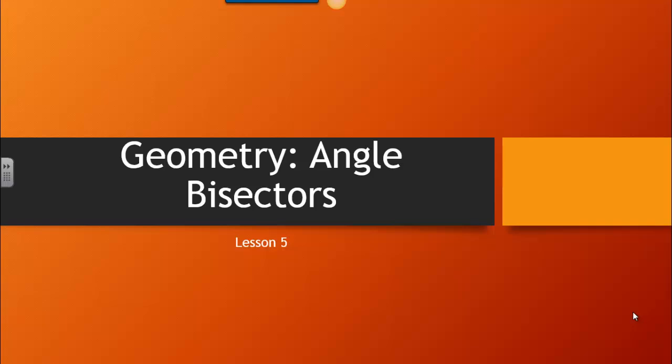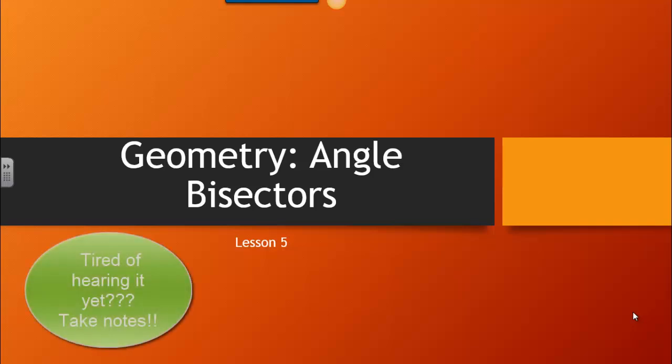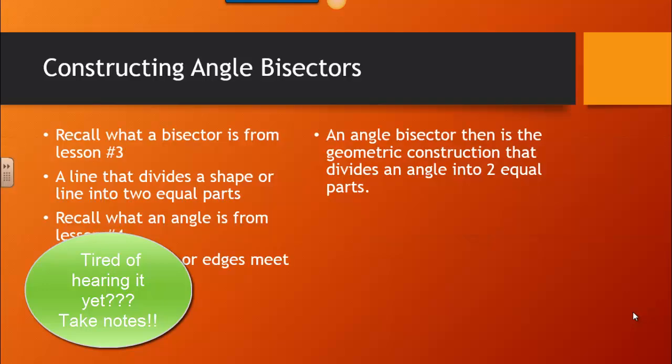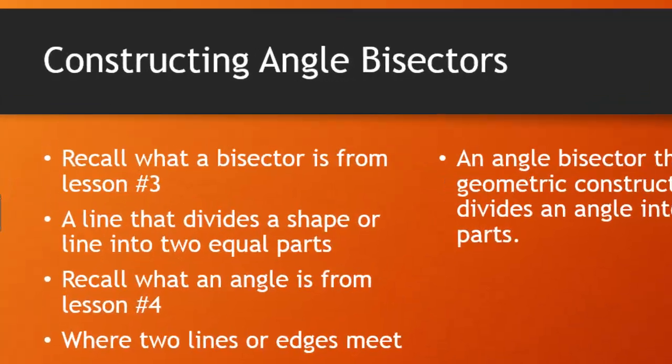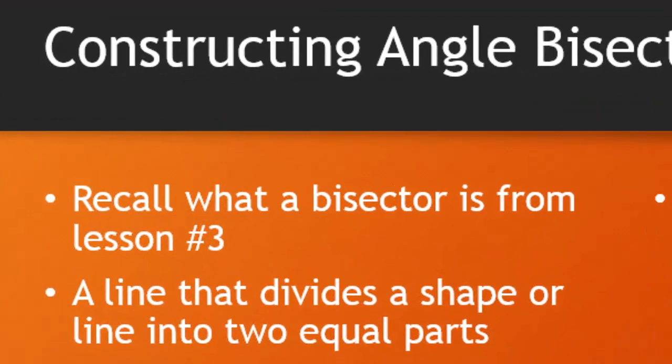Welcome to Lesson 5 in Geometry, where we are talking today about angle bisectors. Constructing angle bisectors. So we need to recall what a bisector is from Lesson 3, and we remember that a bisector is any line that divides a shape or line into two equal parts.